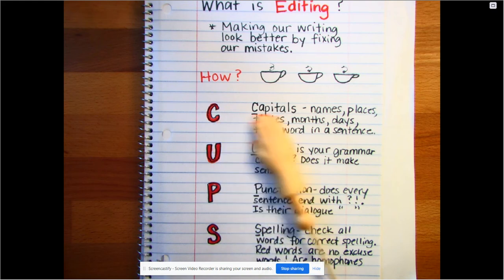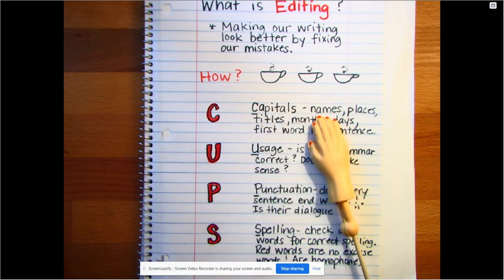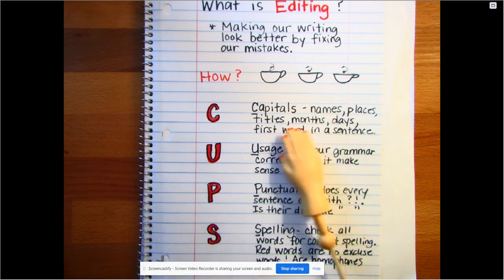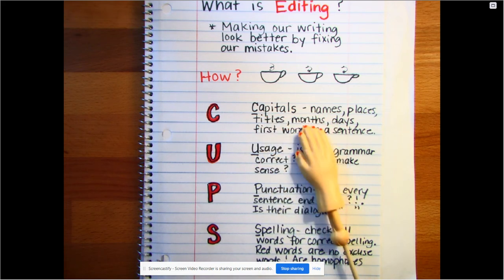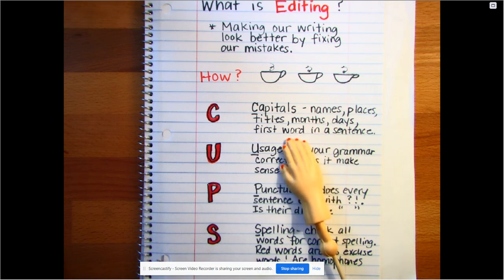C stands for capitals. You want to make sure there are capital letters in the right words and in the right place. We never have a capital letter in the middle of a word. Things like names, places, titles of things, the months, the days of the week. The first word in a sentence is always capitalized. That's a no excuse capital. You know that from kindergarten.